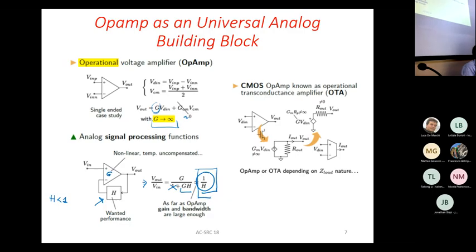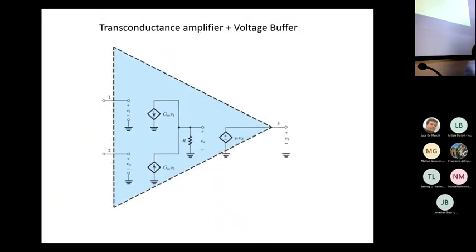In some cases, this guy is a voltage amplifier. The CMOS op-amps that we have seen so far, the two-stage amplifier and the folded cascode amplifier, are more precisely referred to as operational transconductance amplifiers, because what they do is translate the differential voltage into a current. So they are characterized by a very high output resistance.